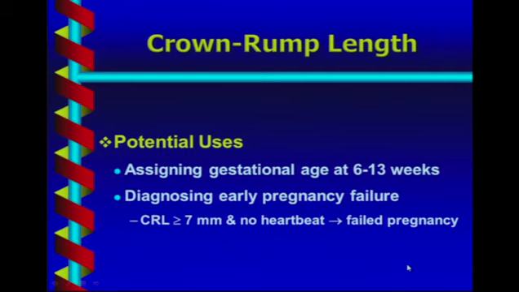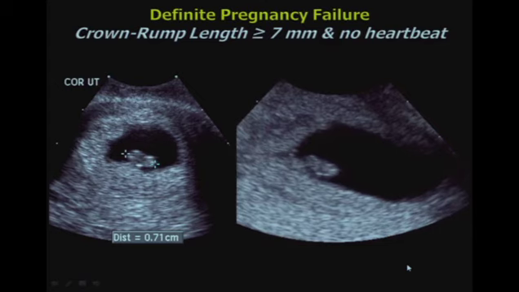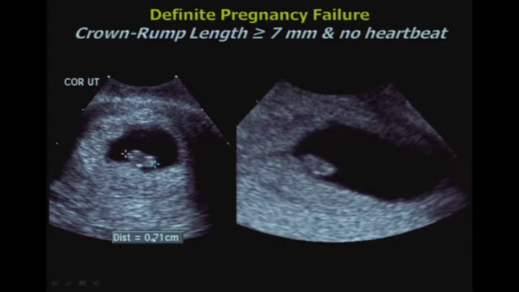What are the potential uses of the crown rump length? They are assigning gestational age at 6 to 13 weeks, and also diagnosing early pregnancy failure. Anytime the crown rump length is at least 7 millimeters and no heartbeat, you can diagnose definite failed pregnancy. And here's an example. Here is an embryo measuring 7.1 millimeters.